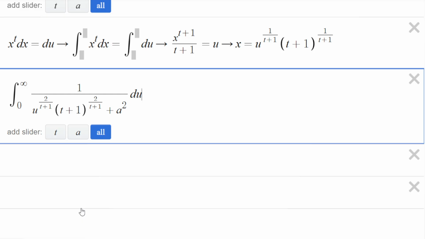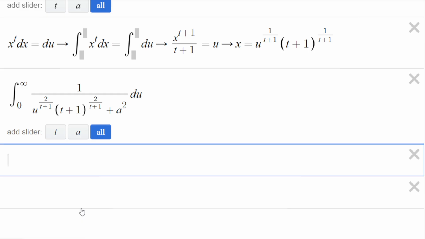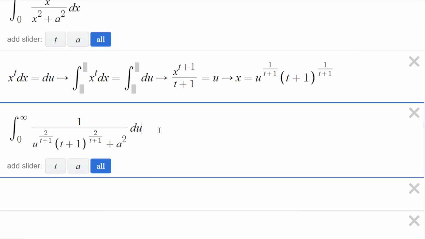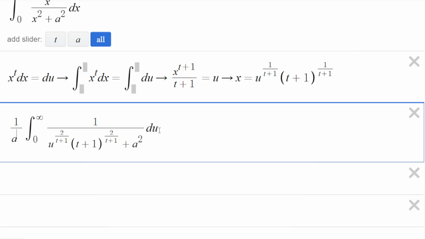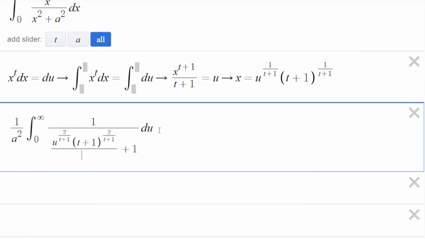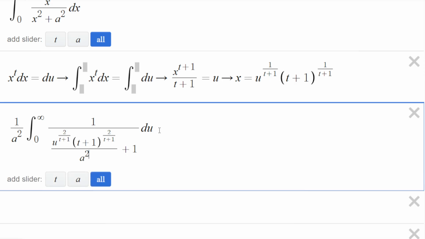And now what should we do? What we're going to do is multiply the top and the bottom by 1 over a squared. Multiplying the bottom by 1 over a squared is going to turn this into a plus 1, and then we're going to have over a squared.